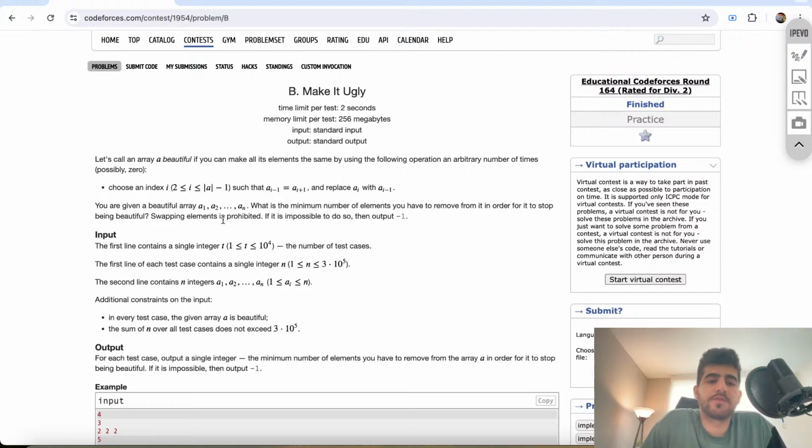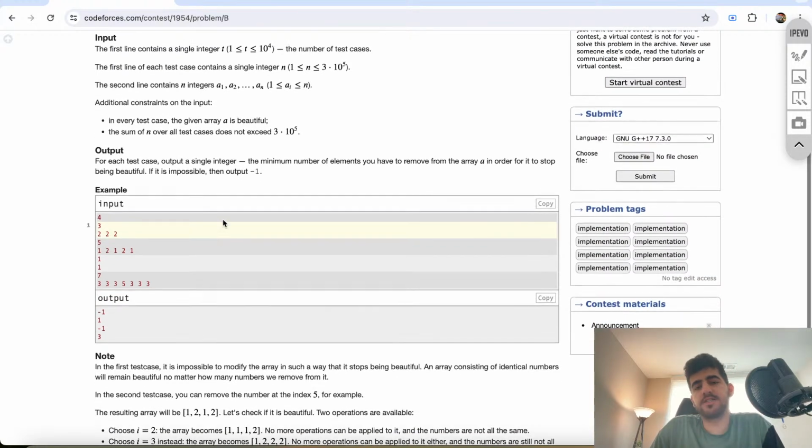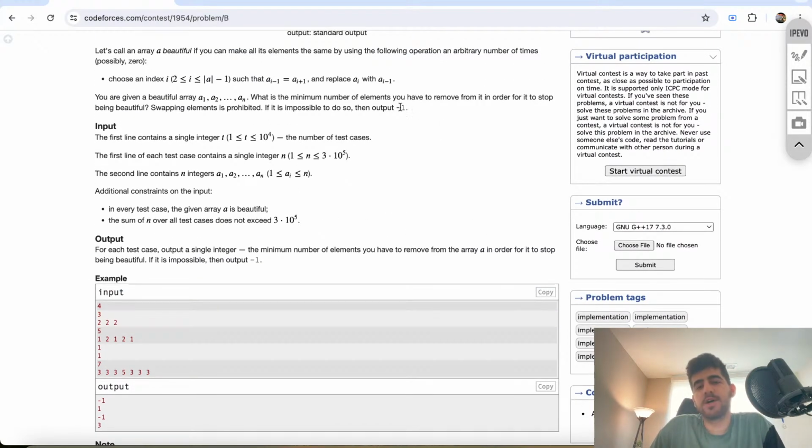You are given a beautiful array A1, A2, ..., AN. What is the minimum number of elements you have to remove from it in order for it to stop being beautiful? Swapping elements is prohibited. If it is impossible to do so then output minus 1. The first question, guys, when the answer is minus 1, can anyone say that? When the answer is gonna be minus 1.